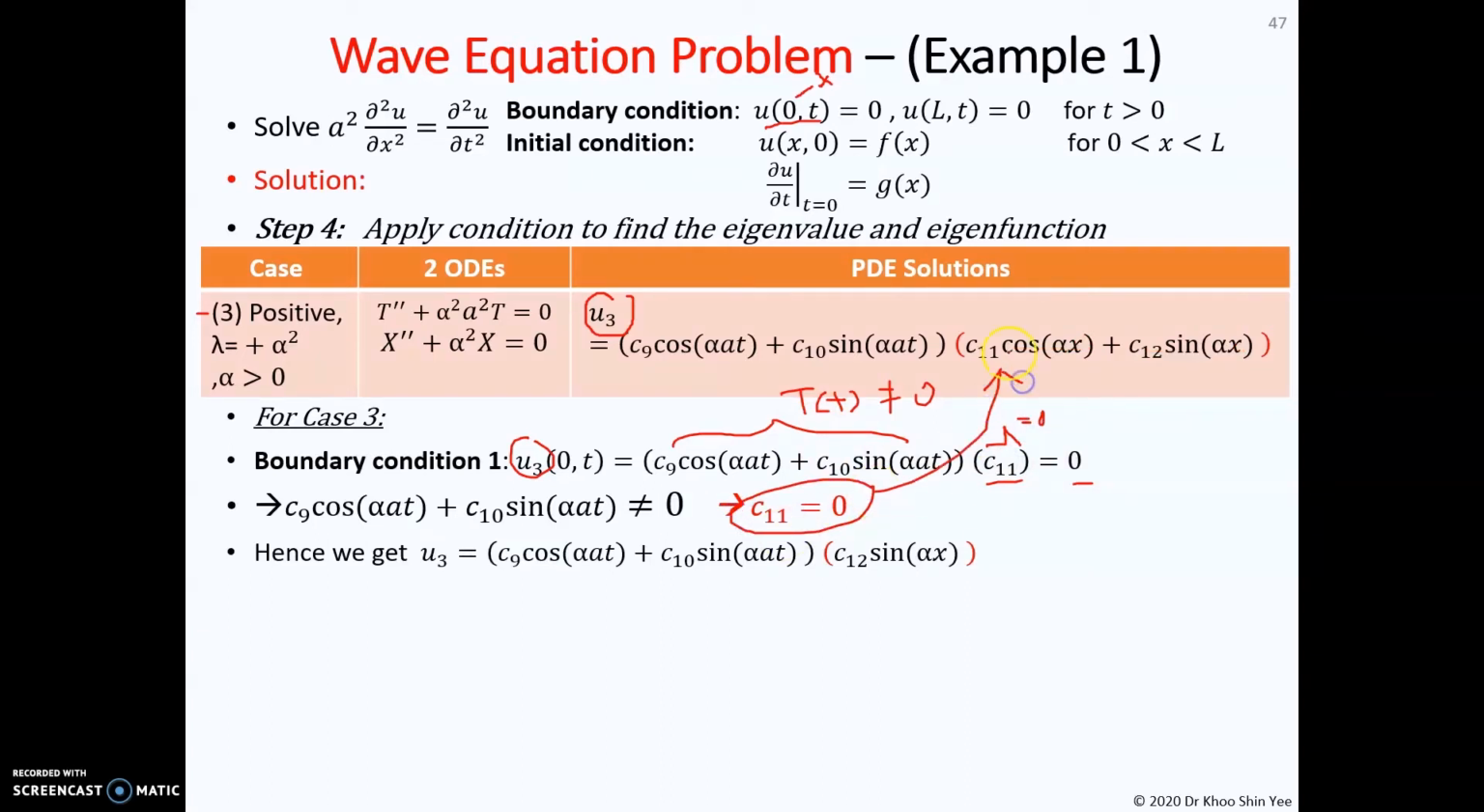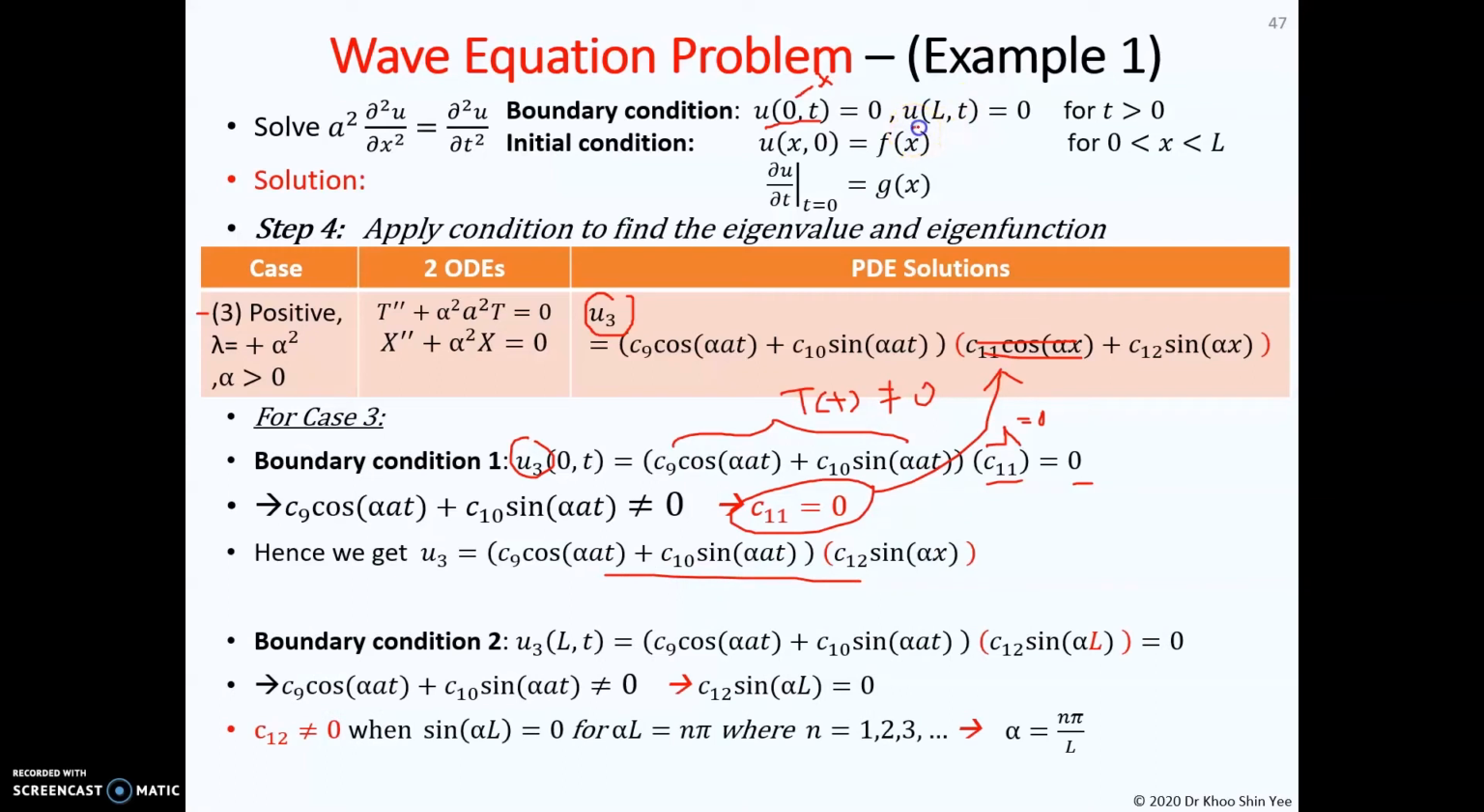Substitute this information inside the original PDE here. Then you obtain the new PDE to be this. You continue to apply the second boundary condition, where your x is equal to L to make u equal to 0. So substitute x equal to L inside to make u equal to 0.